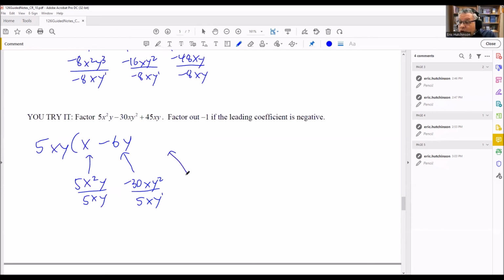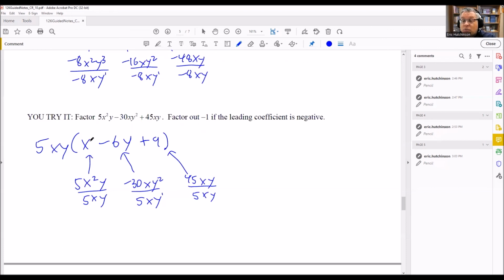The very last one, I'm going to take 45xy and divide it by 5xy. 45 divided by 5 is +9. X's cancel, y's cancel. So this is all you're going to have inside.